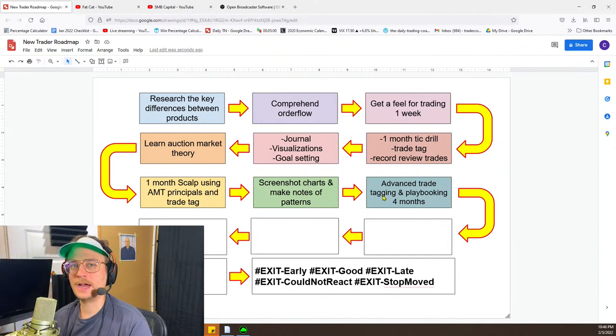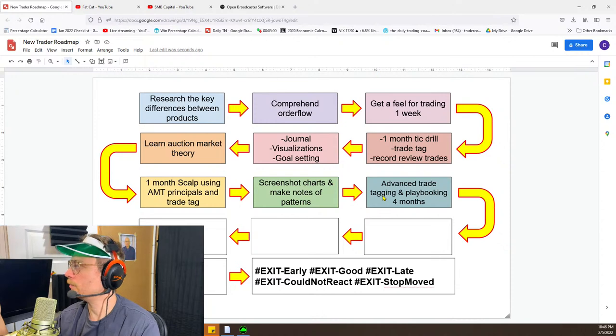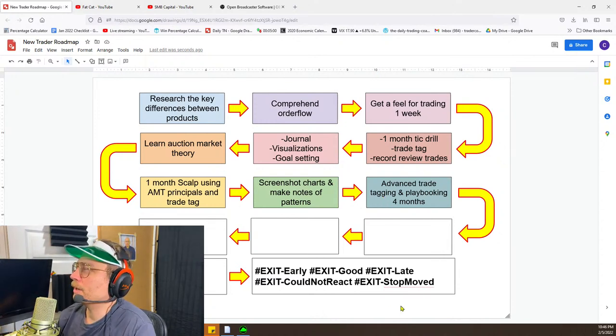Once we start to find patterns, hopefully you're finding patterns. Now we're going to spend 4 months, so a total of 6 months at this point. You're going to do advanced trade tagging and playbook for 4 months.